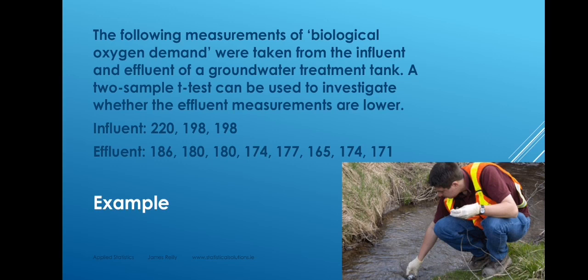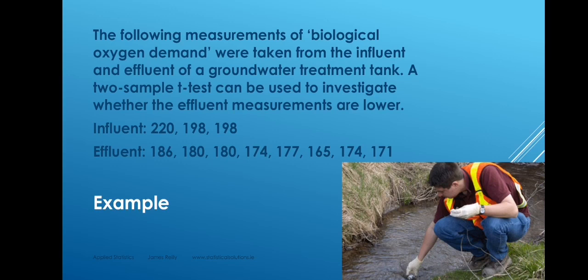So our example that we're looking at here has to do with the quality of groundwater. The biological oxygen demand is a measure of the level of pollution in groundwater, and when groundwater is passed through a treatment plant, the biological oxygen demand should reduce. So what we have here are a number of measurements of biological oxygen demand taken from the influent and the effluent of a groundwater treatment tank. We want to use a two-sample t-test to investigate whether the effluent measurements are lower. This would confirm that the groundwater treatment tank is having a positive effect on the quality of the water.